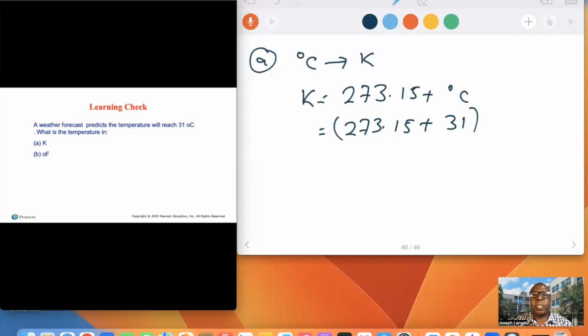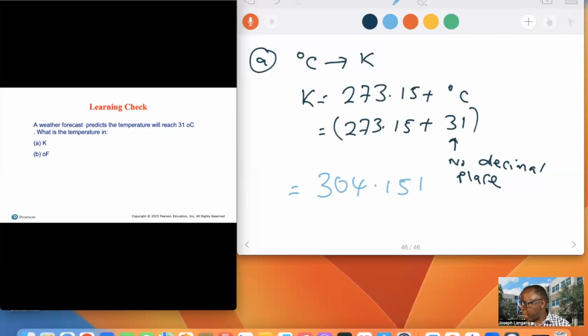We will look at the rules for expressing the final answer with the correct number of significant figures, for addition and subtraction. Here, 31 has no decimal place, which means our final answer will have no decimal place. Your calculator will give you 304.15 Kelvin. Please include the units.